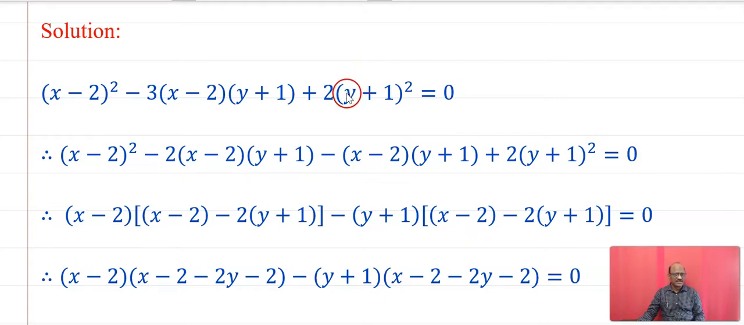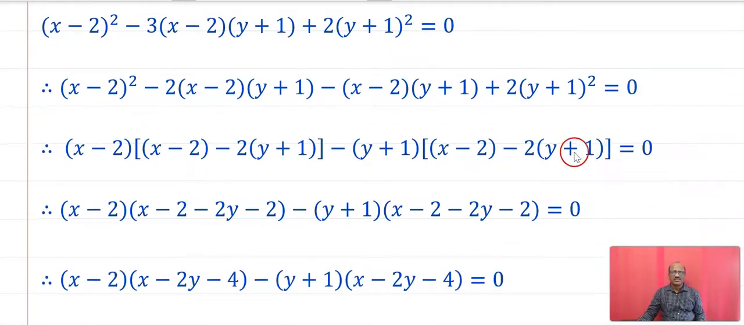We can factorize it. 1 into 2 is 2 and what is the middle term? It is −3. Therefore −3 can be written as −2 and −1, and their sum is −3. What about their product? −2 into −1 is +2. Okay, (x − 2)² − 2(x − 2)(y + 1) − (x − 2)(y + 1) + 2(y + 1)².